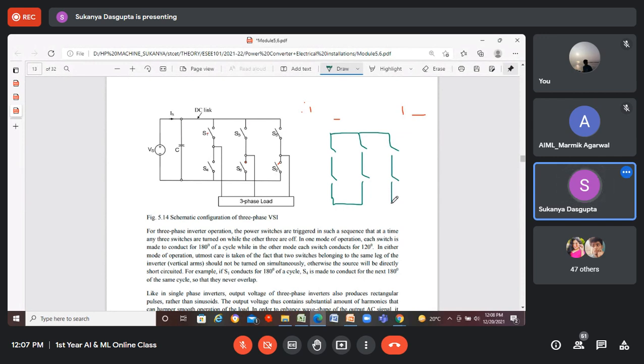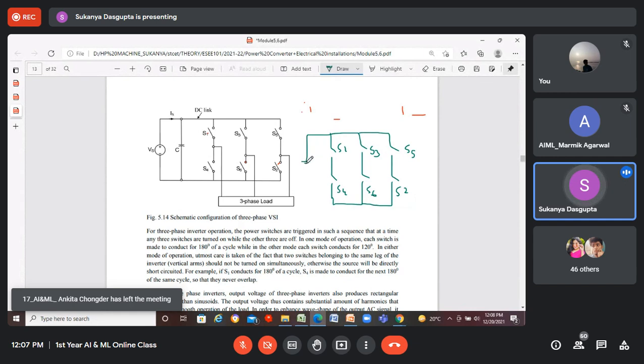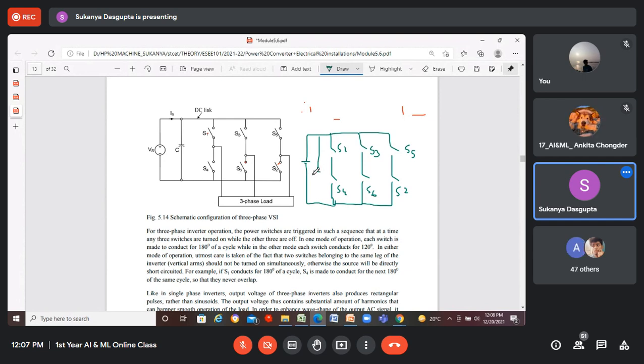These are 3 links. So S1, S3, S5, the top switches respectively, and S4, S6, and S2 respectively. And this is the DC input. Input DC bus capacitor. This is C, this is VDC.